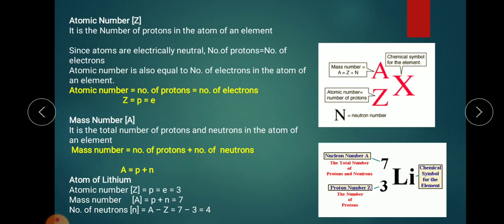Question number 3: write the relation between atomic number, mass number and number of neutrons. The expression that you have seen here, you need to derive it. Question number 4: if the atomic number of an element is 6, what will be the number of protons and electrons present? That will be question number 4. So complete this assignment and send it to my mail.